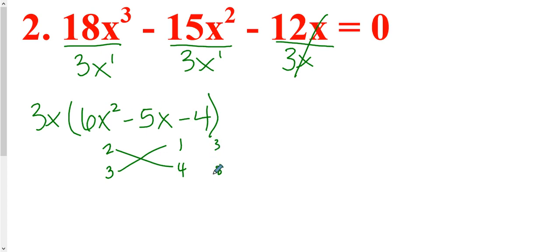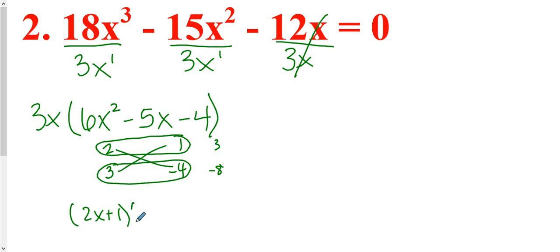Now, because I need negative 5, my bigger number, my 8, needs to be negative, which means my 4 needs to be negative. Whenever we write our answers, we write them straight across. So we should end up with 2x plus 1 and 3x minus 4. The other thing I can't forget is I have to bring down that GCF, and then we equal 0.